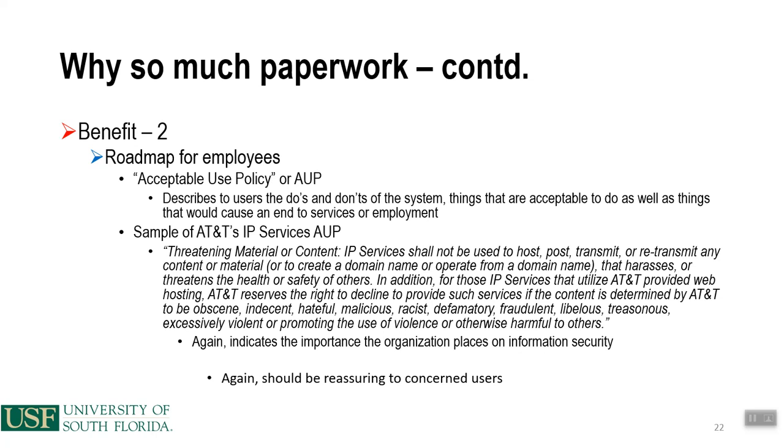So for example, from AT&T's IP services AUP, threatening material or content: IP services should not be used to host, post, transmit, or retransmit any content or material, to create a domain name, or operate from a domain name, that harasses or threatens the health or safety of others. In addition, for those IP services that utilize AT&T provided web hosting, AT&T reserves the right to decline to provide such services if the content is determined by AT&T to be obscene, indecent, hateful, malicious, racist, defamatory, fraudulent, libelous, treasonous, excessively violent, or promoting the use of violence or otherwise harmful to others.